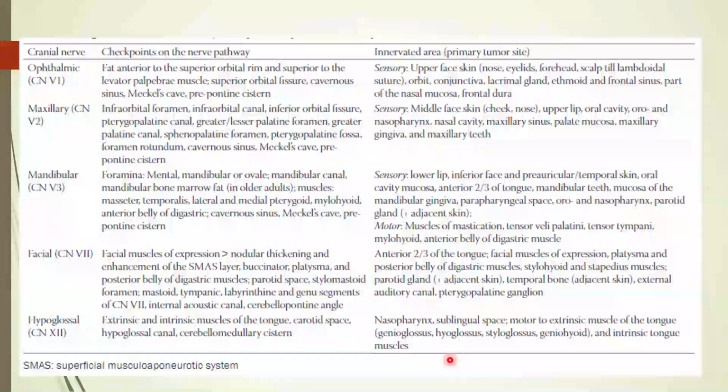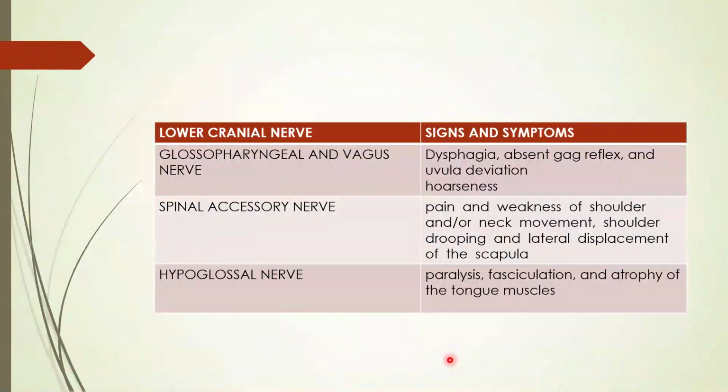So ophthalmic is generally on the upper one third of the face, near your eyelid or the forehead and scalp. The maxillary is more in the middle part of the face, so the cheek areas and the nose, and the mandibular is lower down near your mandible. Facial nerve involvement will cause motor weakness of the facial muscles of expression and the platysma, and because of the chorda tympani, taste involving the tongue. And when you come to the lower cranial nerves, it can be glossopharyngeal and vagus, which can give signs and symptoms of dysphagia, loss of gag reflex, and hoarseness. Then spinal accessory causes weakness of the shoulder and drooping, and hypoglossal nerve involvement causes paralysis of the tongue muscles.